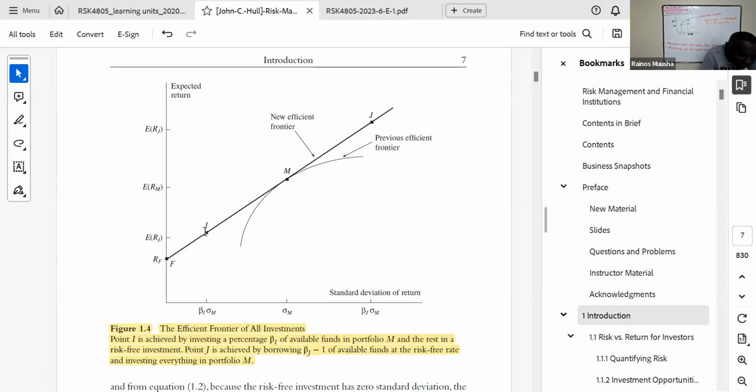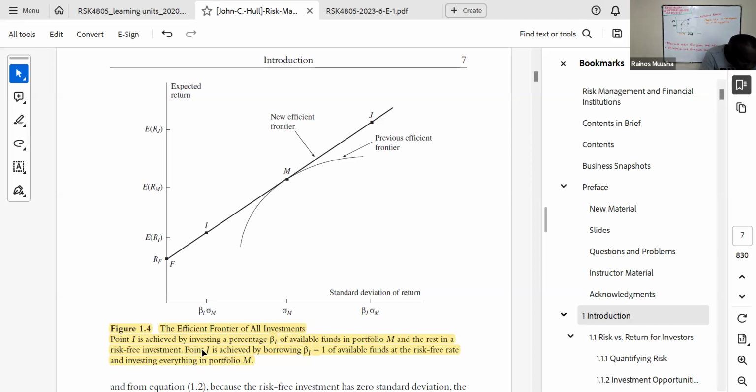And your choice of investing at this particular point is mainly because you want to make sure that you are having a lower risk appetite. So if you have a lower risk appetite, you are going to find yourself on point I.